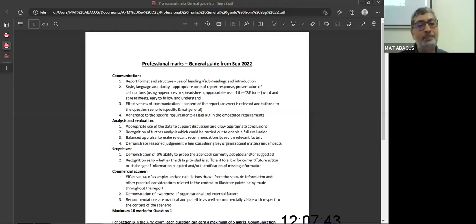Skepticism, as we mentioned just now, is when they lead you, they say something, you go into the scenario, and you extract the information that supports the point the examiner wants you to make. So even if he says, oh, we must allow more participation, you can agree with him, no problem.